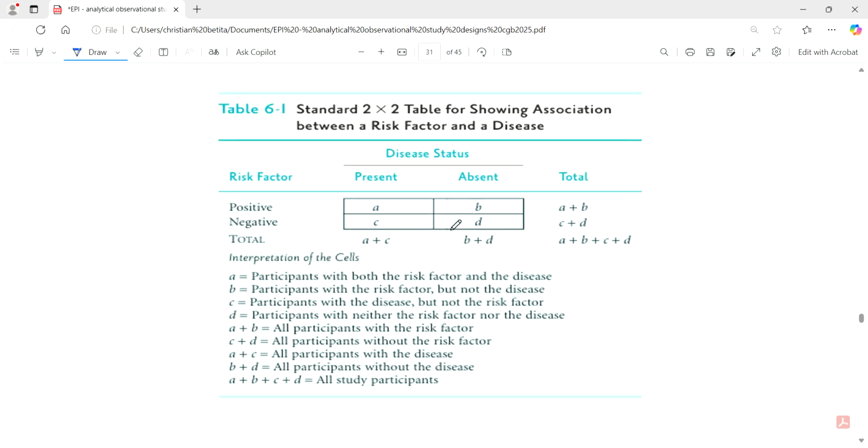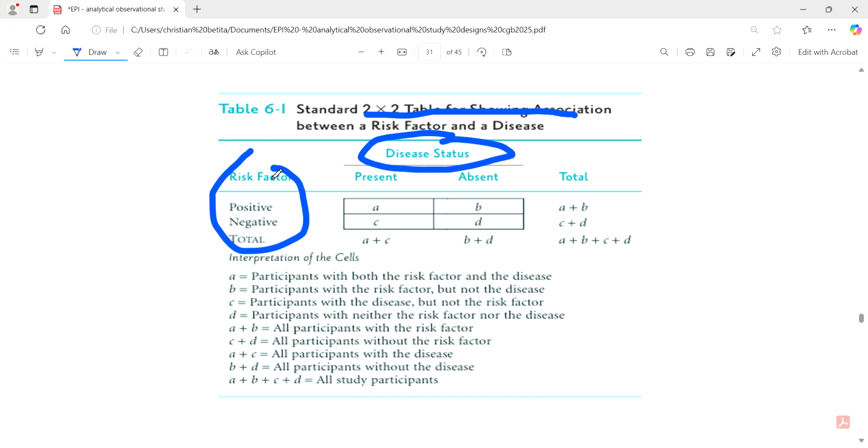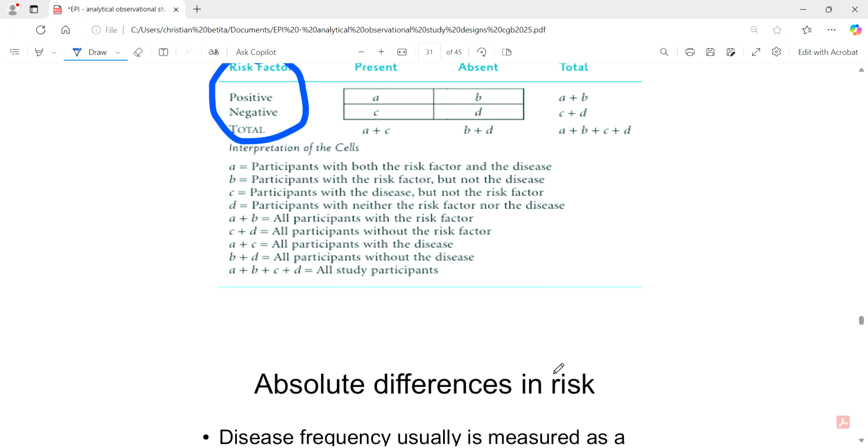Alright, so this is just a standard 2 by 2 table for showing association. Very important, disease status is here, and your risk factor is here. A represents a person who has the disease and the risk factor. D represents a person who does not have the disease and does not have the risk factor. B represents a person who has the risk factor but not the disease. And C represents a person who has the disease but not the risk factor. All right, make sure to memorize this table and how this is set up.